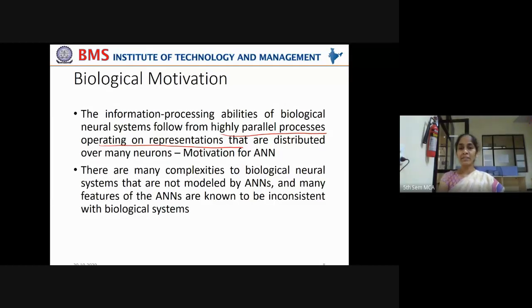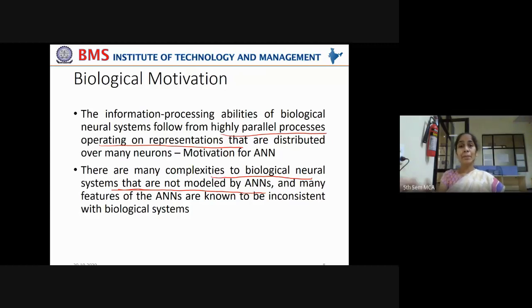There are many complexities to biological neural systems that are not modeled by artificial neural networks. There are still lots of complexities. As I said, even famous scientists can't understand the complexities of biological neural systems till now. And there are many such complexities that are not modeled by artificial neural networks. And I think they can't be modeled because it is beyond the reach of science.